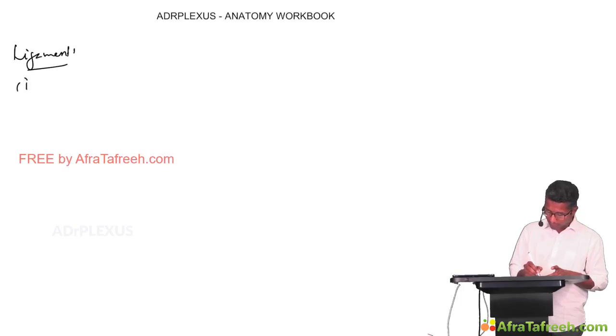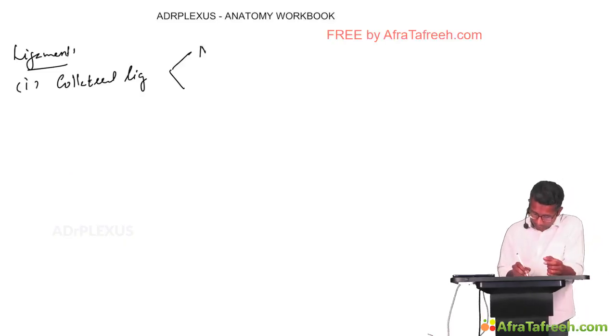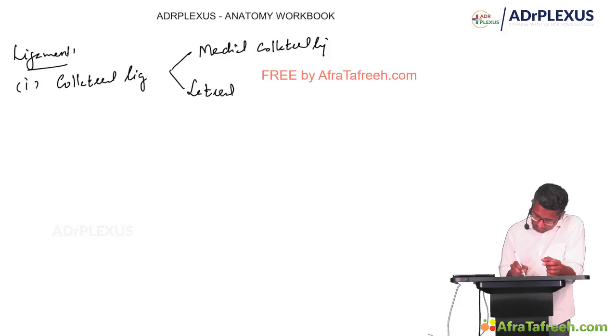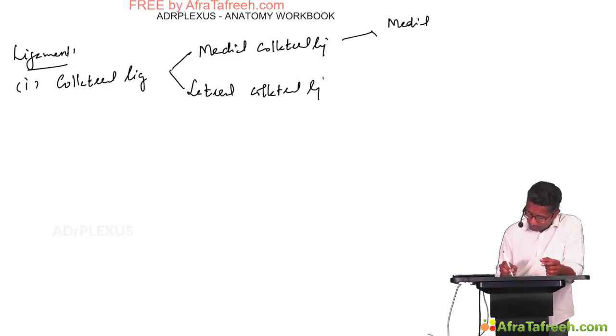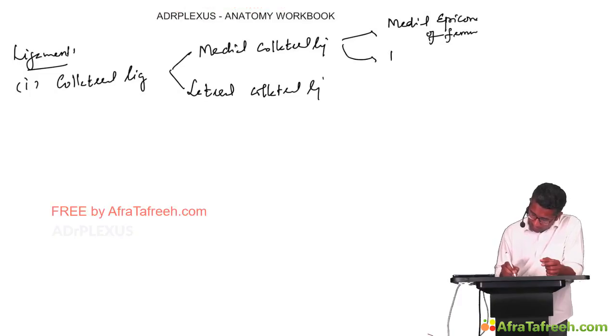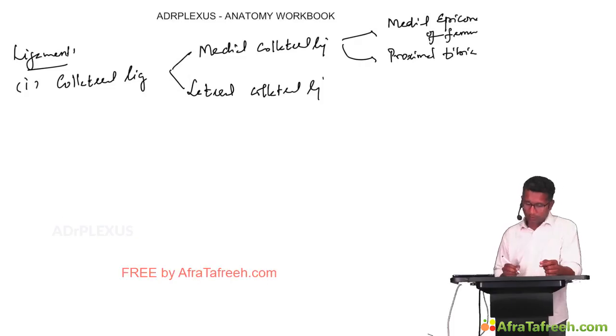The important ligaments in the knee joint are, one is the collateral ligaments. The collateral ligaments are two in number. One is called the medial collateral ligament, and another one is called the lateral collateral ligament. And where are these ligaments attached? Yes, the medial collateral ligament is attached to the medial epicondyle of the femur, and distally it is attached to the proximal tibia. That is the attachment of the medial collateral ligament.